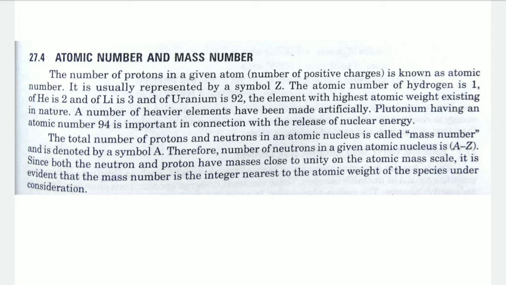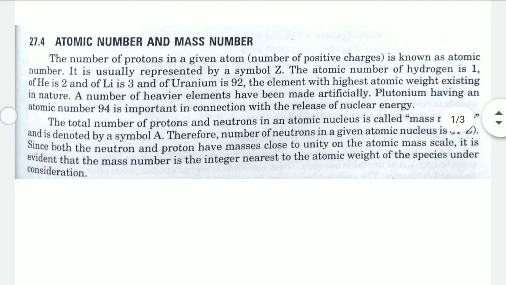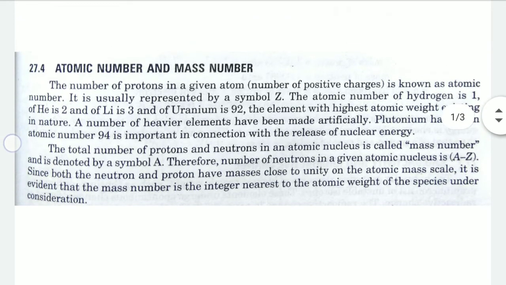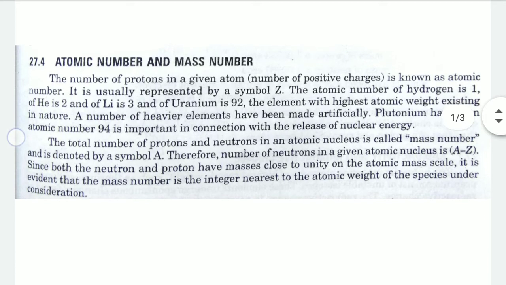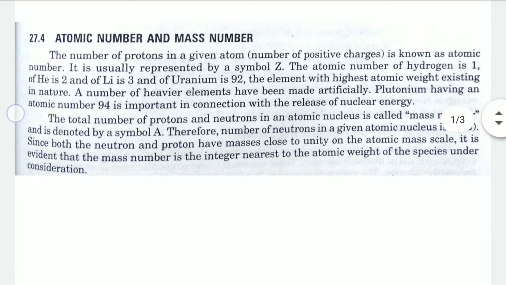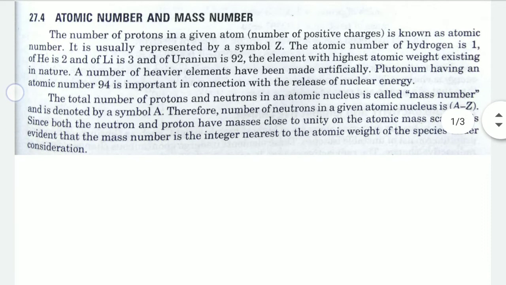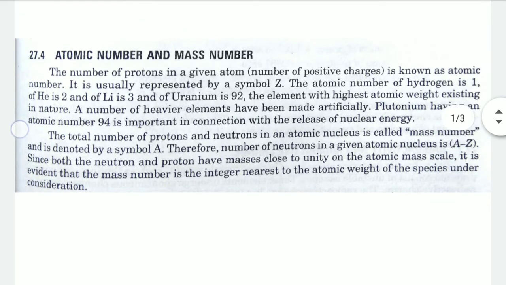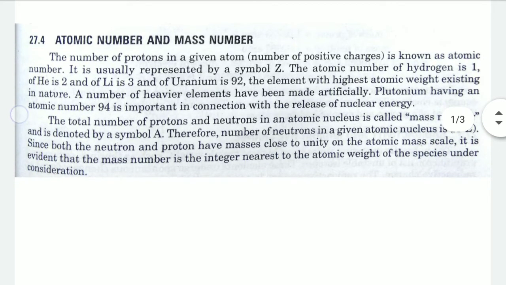The atomic number of hydrogen is 1, of helium is 2, of lithium is 3, and so on. And uranium, a radioactive material, has an atomic number of 92. The element with the highest atomic weight existing in nature is uranium.